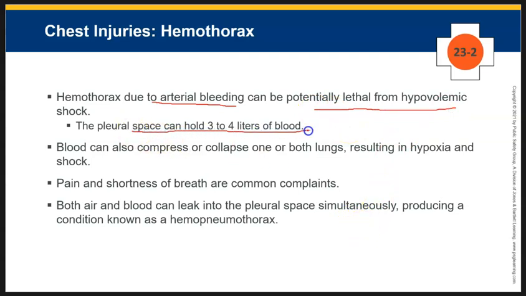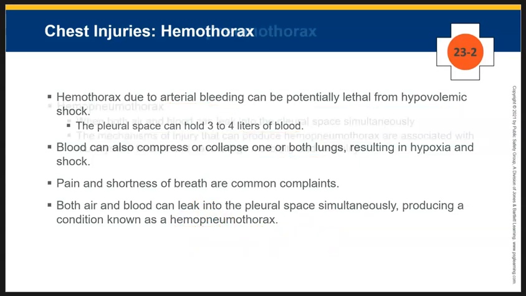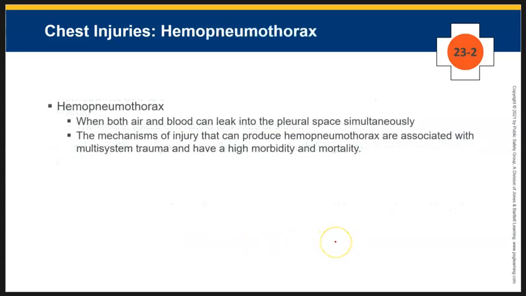The pleural space can hold 3 to 4 liters of blood. Think about the capacity of your lungs and transfer that to just the amount of fluid that could be in that space as well. That will collapse one or both lungs, leading to hypoxia and shock. And additionally, if air is leaking as well, we can just combine these two ideas into a hemo-pneumothorax. Air and blood both in the pleural space, and that's typically associated with multi-system trauma, and these patients are very, very urgently transported to ALS.